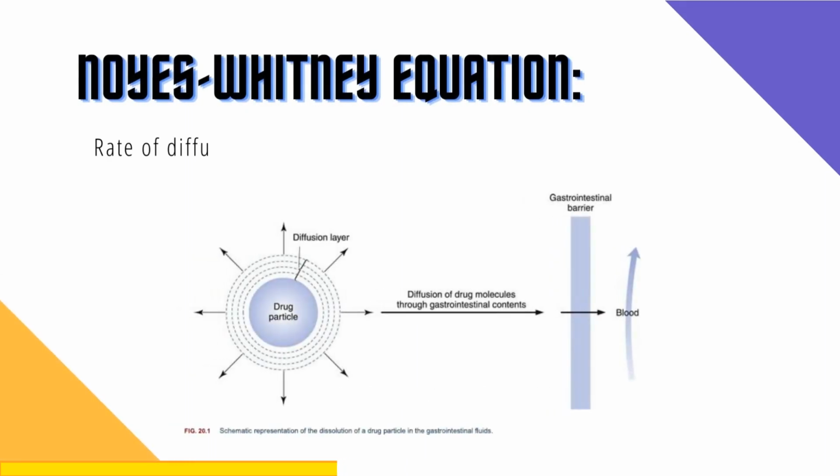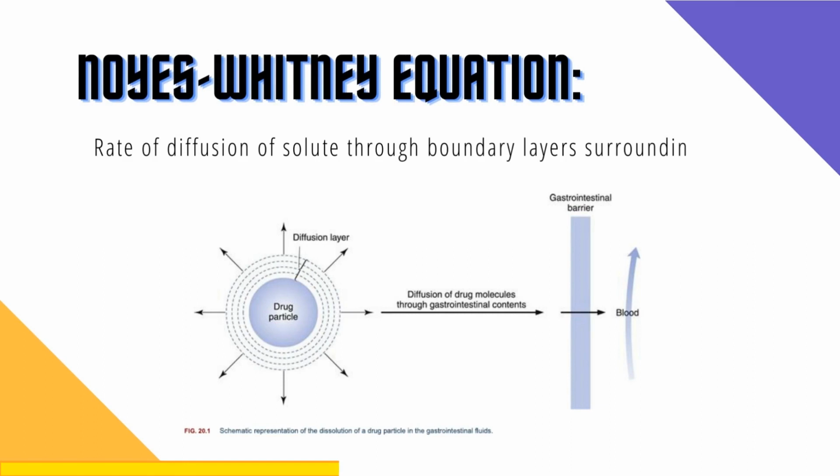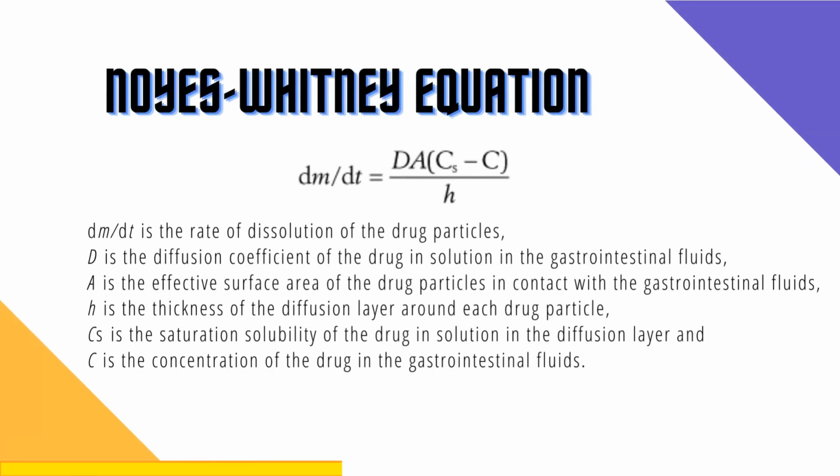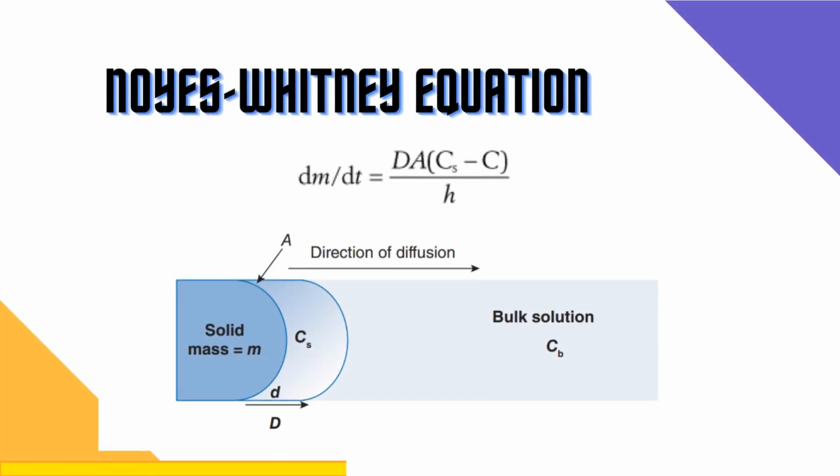There's some equation, for example, the Noyes-Whitney equation calculates the rate of diffusion of solute through the diffusion layer of a spherical particle. This is the equation. You can see the dm/dt refers to the rate of dissolution, modulated by other factors like A, which refers to the effective surface area, h the thickness of the diffusion layer, and C for the concentrations. You can see this is where all the parts fit in if you put it into a diagram.